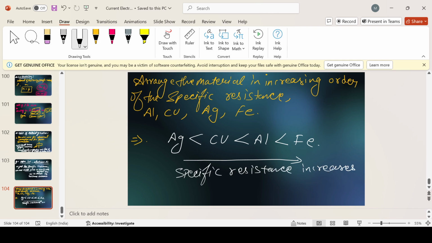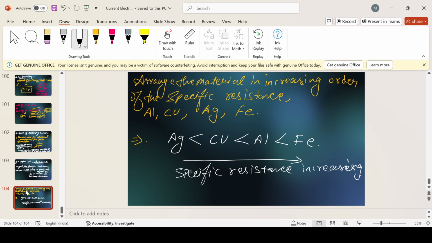So why are we not using silver? Although it's a very good conductor, why are we not using silver? Because it's costly. If I put wire of silver, then everyone will just steal it off the road.